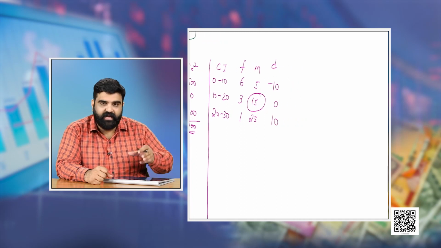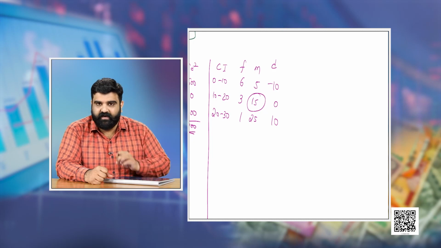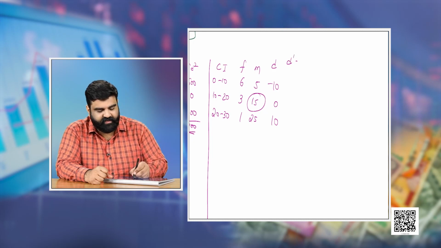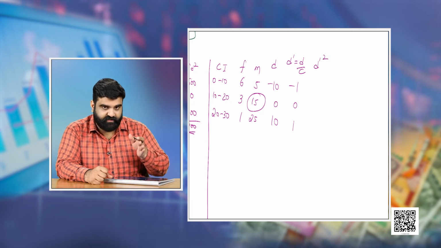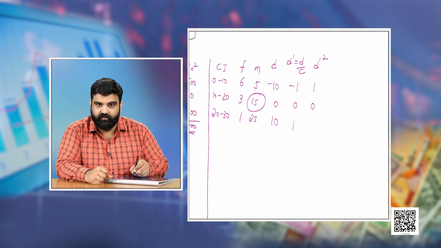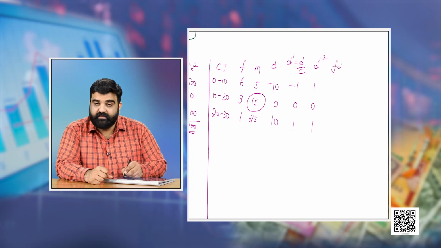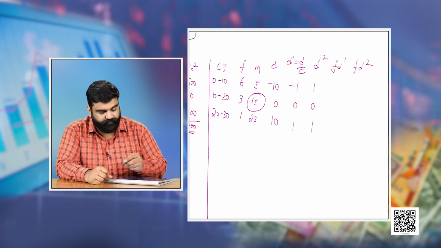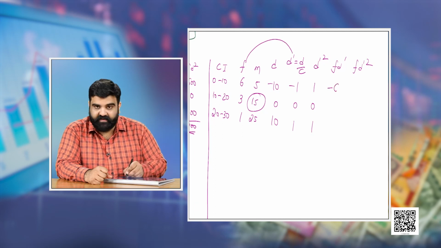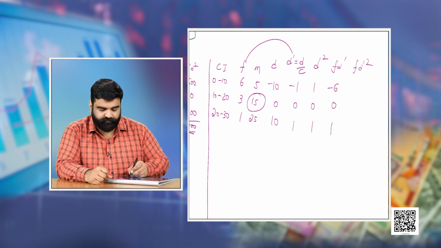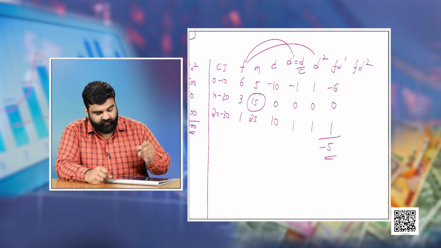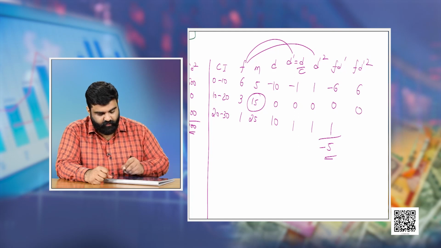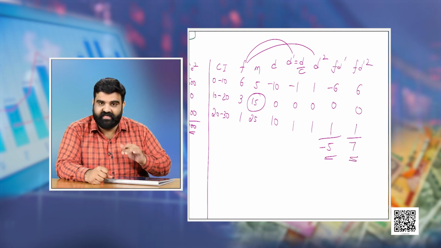Now I can see that I can reduce this d by dividing all the values by 10. So let us find d dash, which is d by c. So I have minus 1, 0 and 1. Let me also calculate d dash square. So I have 1, 0 and 1. Let us now calculate fd dash and fd dash square. So we have minus 6, 0 and 1. The total to this will be minus 5. And for fd dash square, we have 6, 0 and 1. So the total to this will be 7.